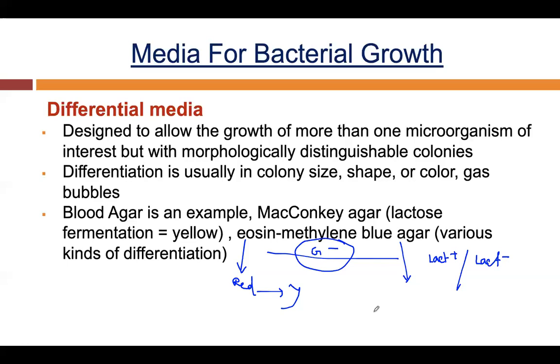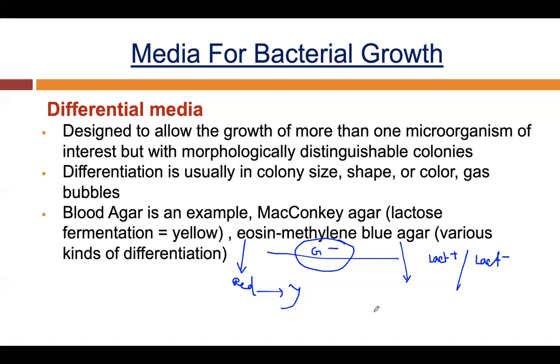The difference between selective and differential media is very, very important. Selective media just select one group of bacteria and completely inhibit the growth of the other group. So either only gram-positive bacteria can grow or only gram-negative bacteria can grow. Differential media will allow both gram-positive and gram-negative bacteria to grow, but they will show different colors, shapes, or sizes, and you can identify them. That's the difference between differential and selective media.